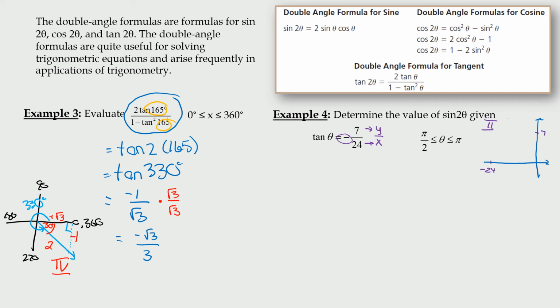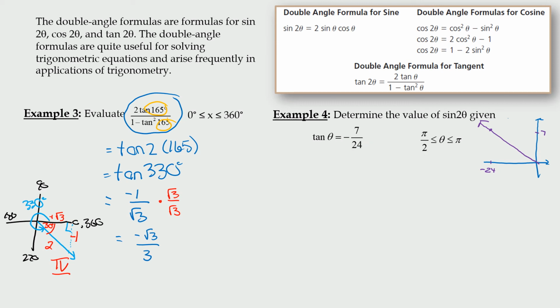Let me erase my quadrant 2 there. I'm going to put a dot right here where I think my value is. So I'm going to draw a terminal arm right through the origin and that value, negative 24, 7. So everything's matching so far. I'm in the proper quadrant that the question told me to be in, and I've got my negative sign allocated down here to the x value.